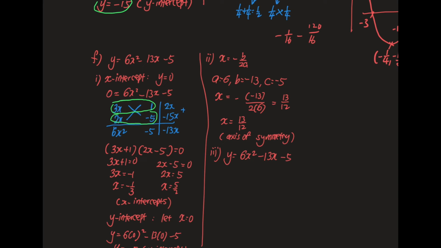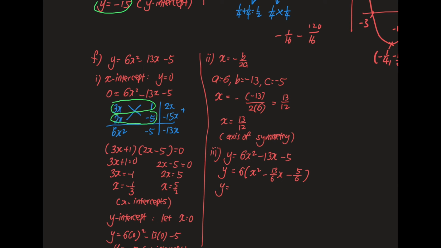13x minus 5. Now again, we have to make sure there is no number in front of the x squared. So we have 6 here, so we have to factorize the 6. When you factorize 6, that means you have to divide each term by 6. For the first term, 6x squared divided by 6, we get x squared. For the second term, 13x divided by 6, we get 13 over 6. For the third term, we take 5 divided by 6.